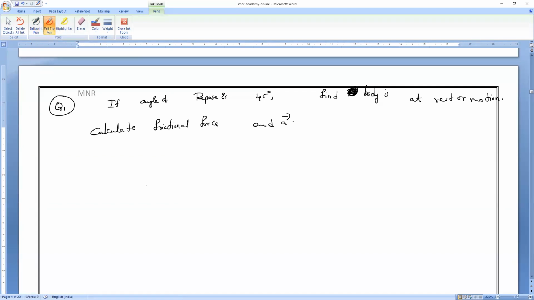Okay, so I'll give the diagram. That is what you should remember. So you can find it and you can tell everybody. And you have to calculate the frictional force also.